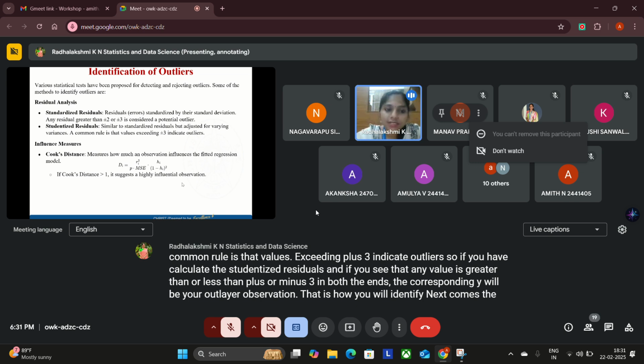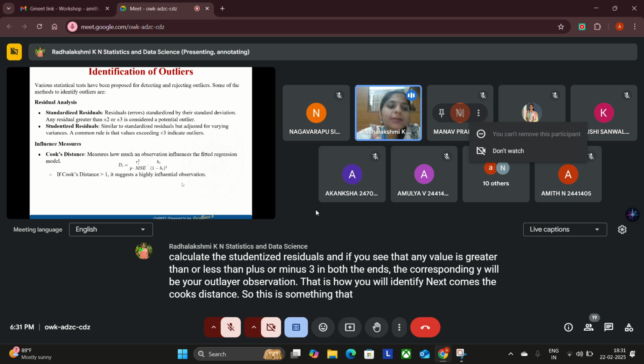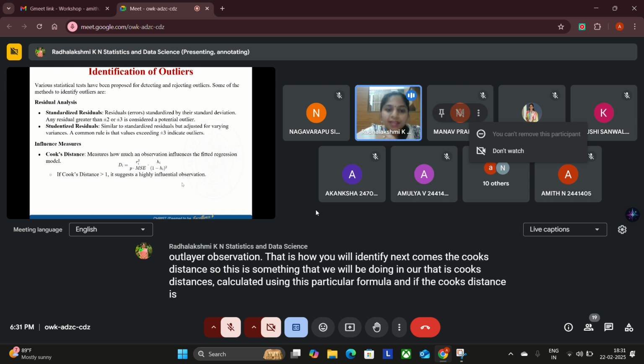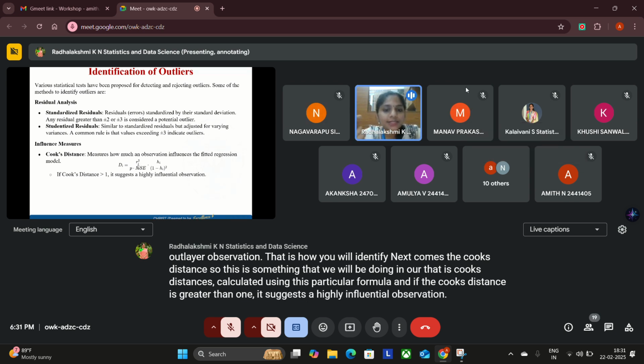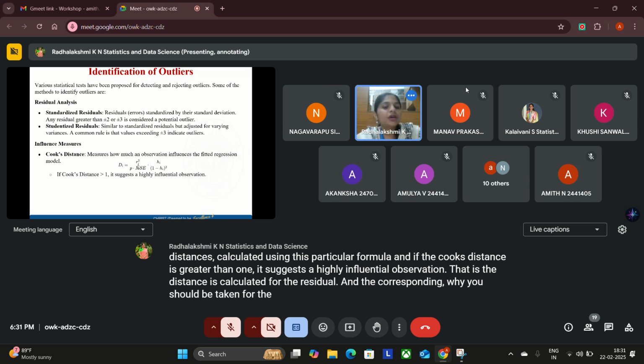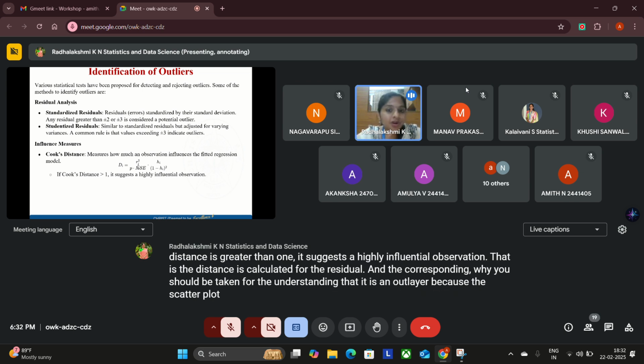Next comes Cook's distance. This is something that we will be doing in R. Cook's distance is calculated using this particular formula. And if the Cook's distance is greater than 1, it suggests a highly influential observation. That is, the distance is calculated for the residual and the corresponding y should be taken as the outlier, because the scatter plot contains not the residuals but the observations.